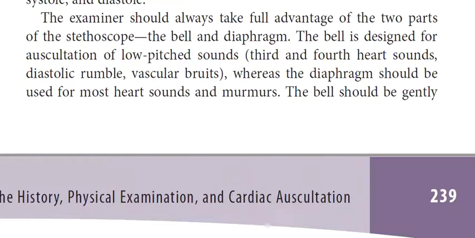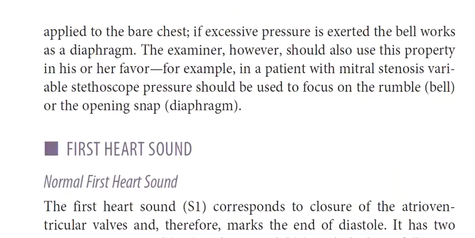The bell should be gently applied to the bare chest. If excessive pressure is exerted, the bell works as a diaphragm. The examiner, however, should also use this property in his or her favor. For example, in a patient with mitral stenosis, variable stethoscope pressure should be used to focus on the rumble, bell, or the opening snap, diaphragm.